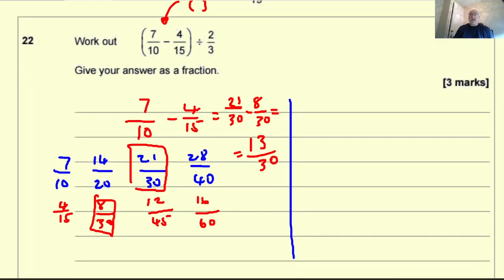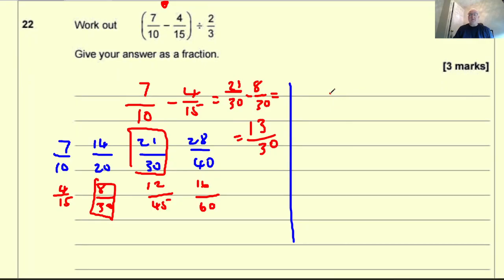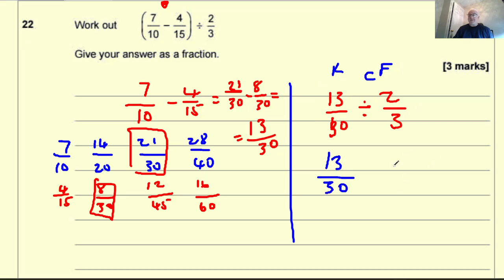I'm then going to take that over the other side, and I'm going to say, right, well, I've got 13 out of 30, and I'm going to divide by 2/3. So KFC, keep, flip, change. Keep the first fraction as 13 out of 30. Flip the second fraction, so it goes 3 over 2, so I'm doing the reciprocal. Okay, so I'm going to flip that upside down, and I change the sign from divide to times. And I'm just going to times it straight across. 13 times 3 is 39. 3 times 2 is 60.